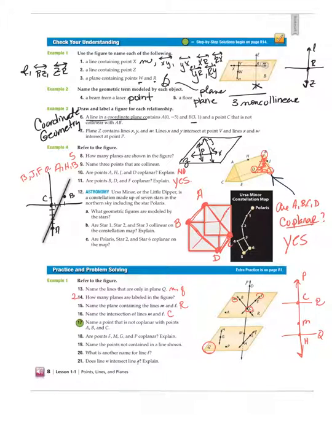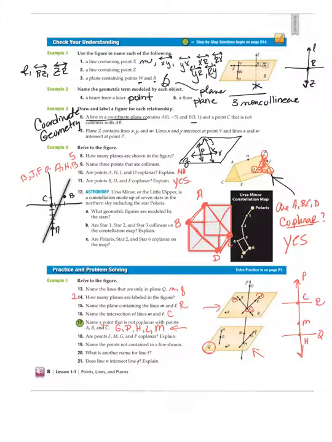Name a point that is not coplanar with points A, B, C, and D. Not on the same plane with A, B, C, and D. I can name any of these points that are down here that wouldn't go through the same flat surface. So I could name G or P or H or L or even M. Any of those, I could not in any shape or form twist a plane such that it would go through A, B, C and then pick up one of those points. So I don't need all of these points, I just need one of them because it says name a point.